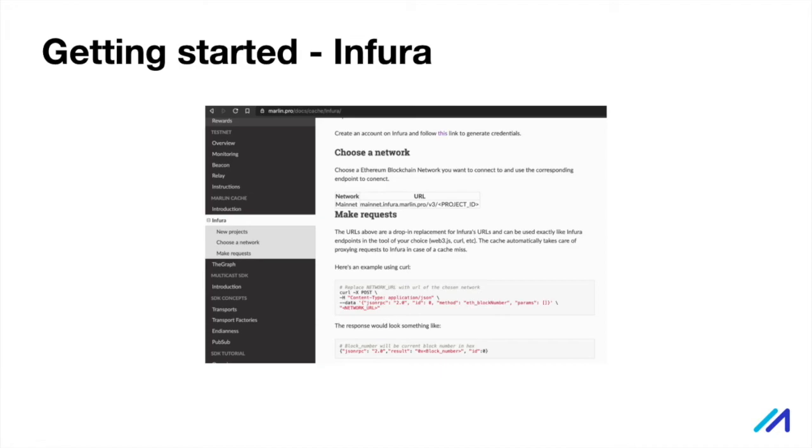This cache endpoint can be used as a drop-in replacement to Infura's URL to use in any of the tools like Web3 and Curl. That's all. You are all set to use Marlin's cache for Infura to decrease latencies for your applications.